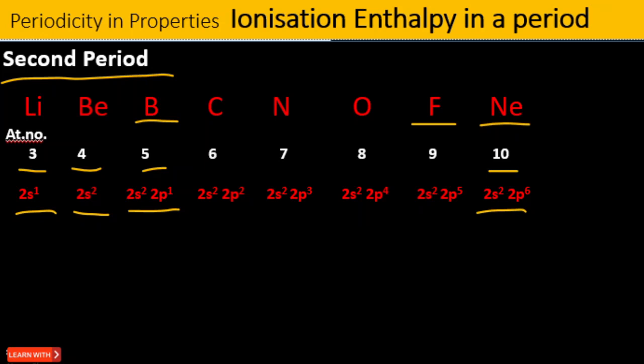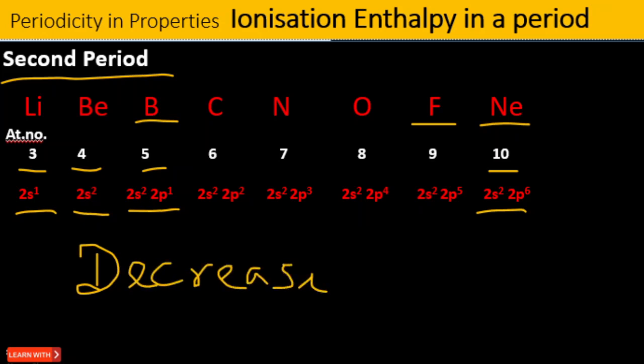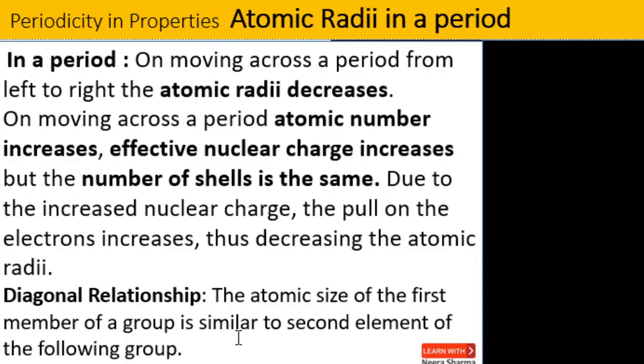So as we go across a period, the atomic size decreases. Why is it decreasing? Because of increase in nuclear charge. Nuclear charge is increasing, but the electrons are added to the same shell. So the net result is there is a decrease in atomic radii.